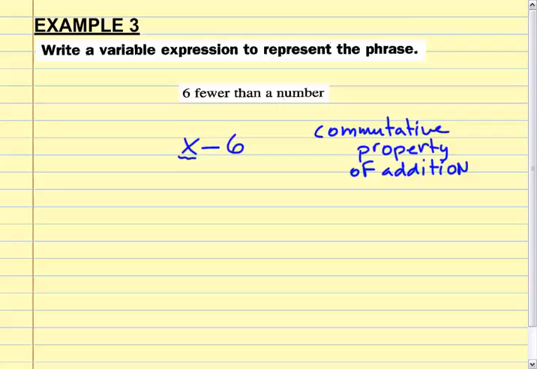Evan, yes, sir? The answer to the problem is just this mathematical expression. Okay? This represents those words. Yeah, Vivian.